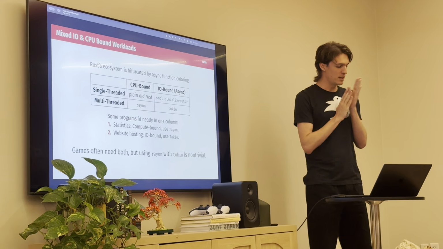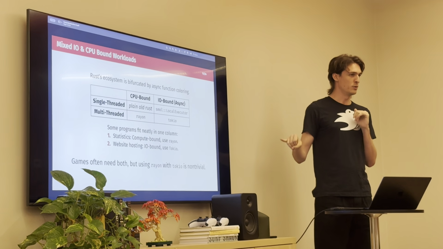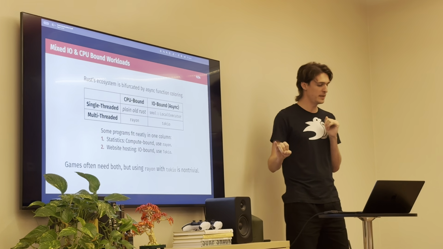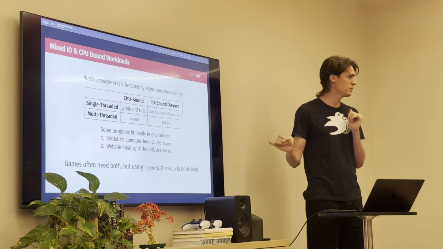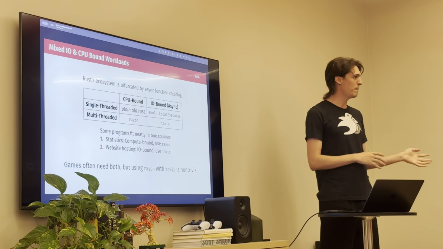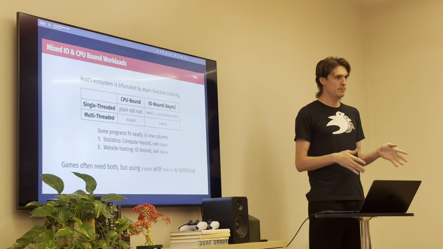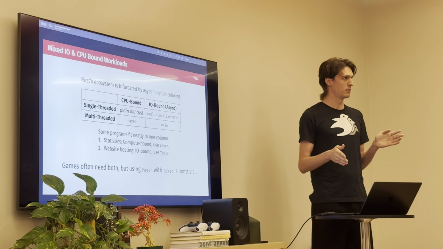A lot of programs fit neatly into one of these two columns. If you're doing statistics or data science, that's going to be compute bound, right? You're crunching a lot of numbers, you use Rayon. If you're doing a web hosting thing, you're probably going to use Tokio. Games are in an awkward position because they need both.